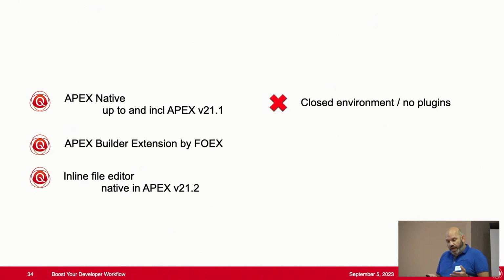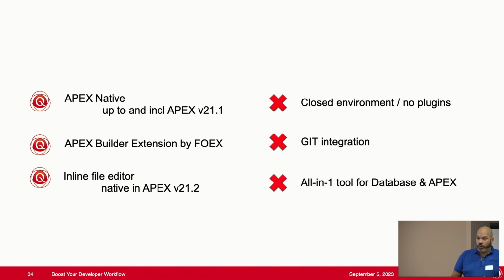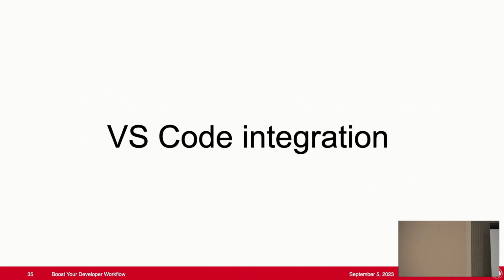But what if we have a closed environment and you cannot install plugins and you still are on Apex 21.1 or below? So there's no way to install any plugin. Or you need Git integration. Or you want one tool to do everything: your database stuff, your Apex stuff, send that to Git, modify a table, modify a view, etc. Now, that's what I wanted to do more smartly.